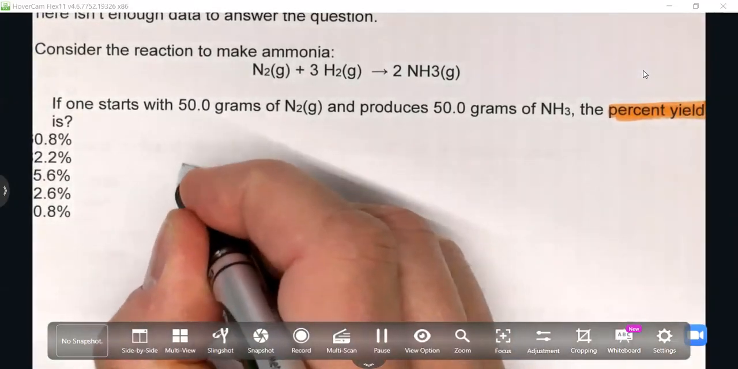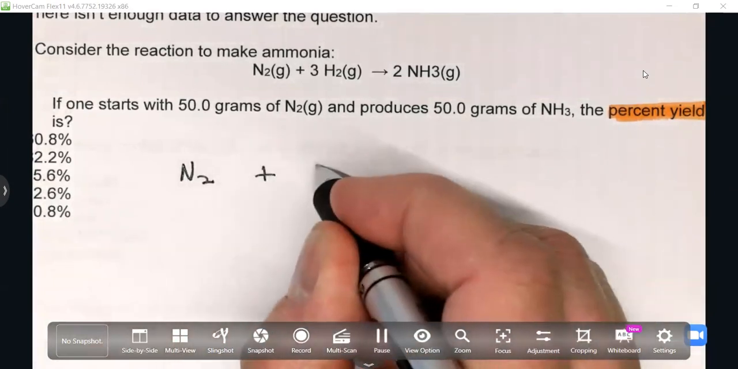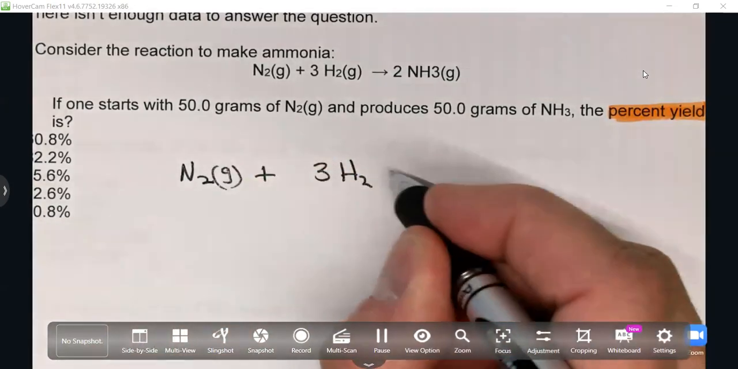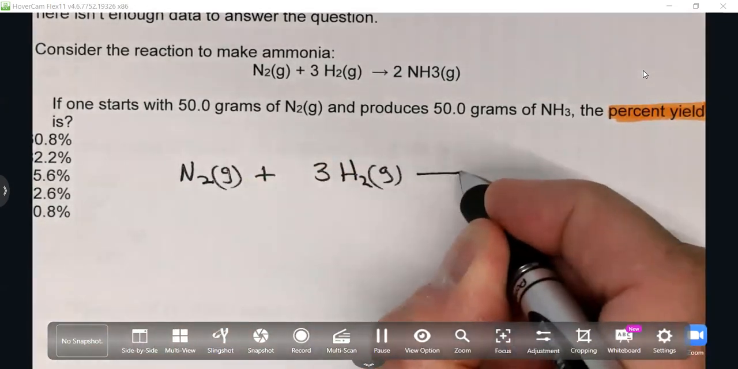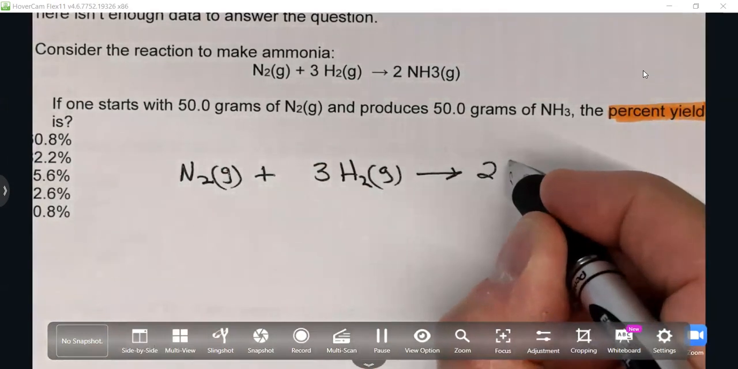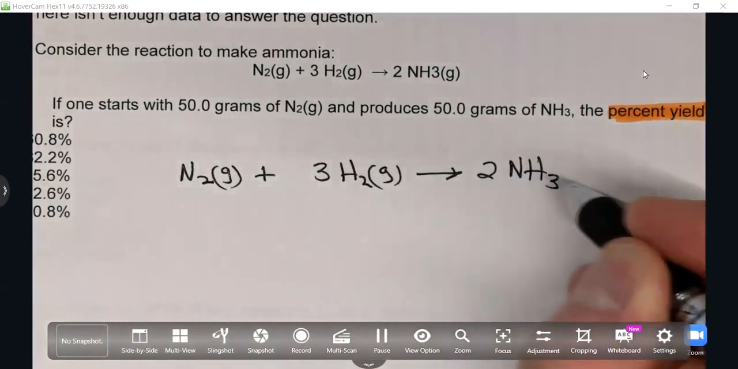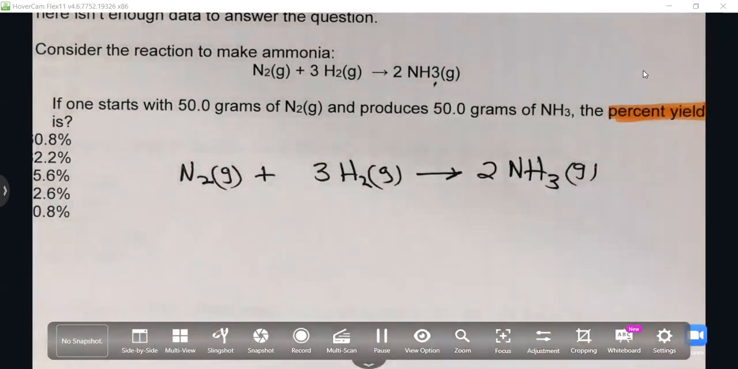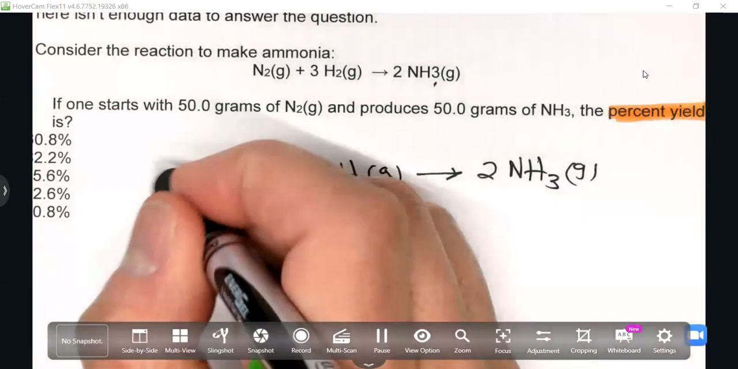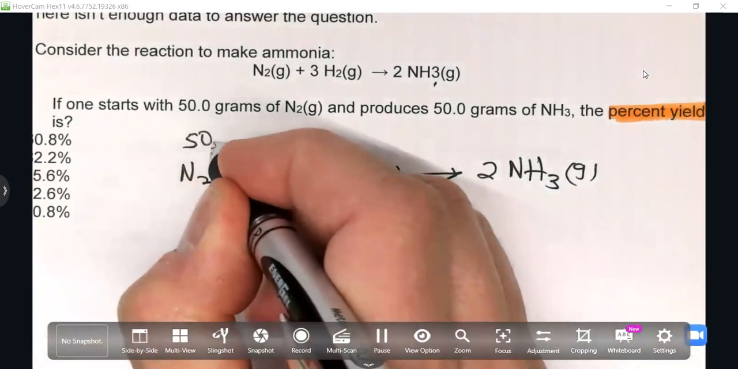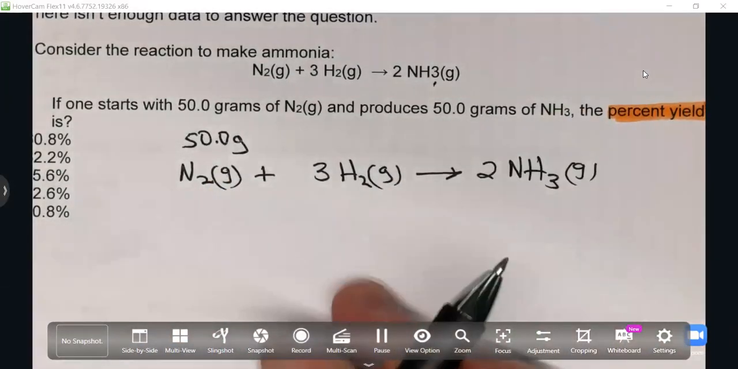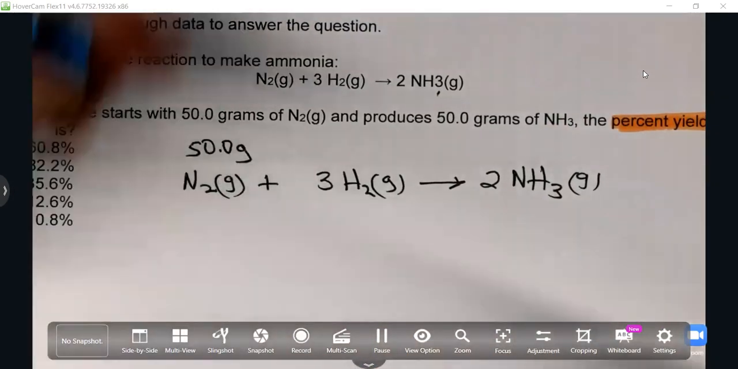Okay, so we have nitrogen plus 3 hydrogens, and we are making 2 ammonias. Ooh, I got a typo on here. Obviously, that should be a subscript, right? Okay, so we start with 50 grams of nitrogen. And this right here, we're going to talk about this today.